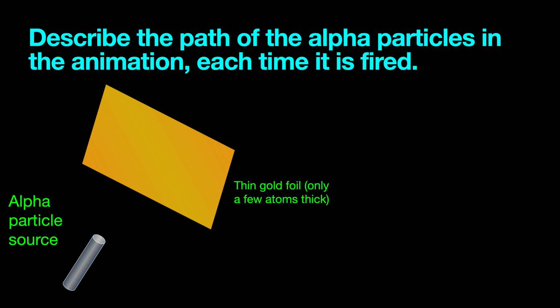Rutherford fired alpha particles, and we're going to come across those later on, at a thin gold foil, only a few atoms thick. Now the alpha particles fired have a positive charge. As he fired the alpha particles at the thin gold foil, he noticed something very strange. Let's take a look and see what happened. In each case, describe the path of the alpha particles in the animation each time it's fired.